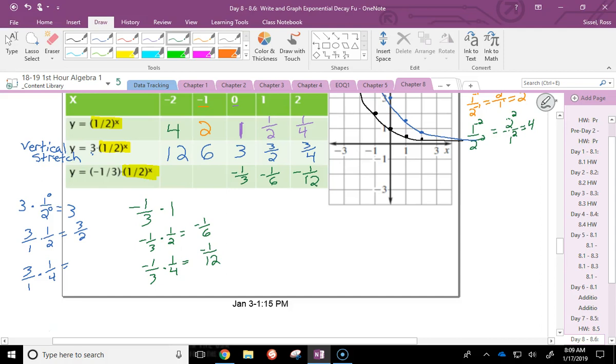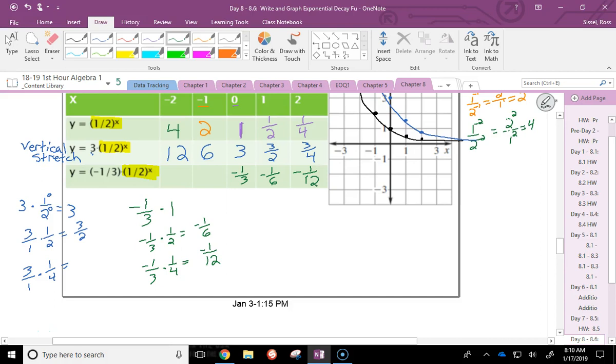Do you see anything relating to it right now? Look at these three that we just did and compare it with this one. Here we had 3, 6, 12, negative 1/3, negative 1/6, negative 1/12. In your head, you should be already thinking, what do you think my graph will look like? Okay, we have the negatives to do.